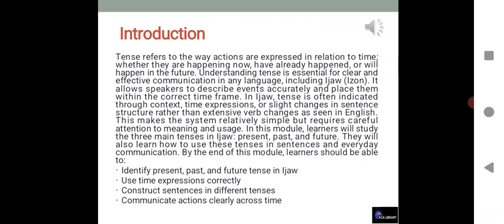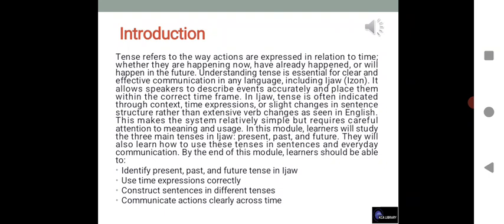Tense refers to the way actions are expressed in relation to time, whether they are happening now, have already happened, or will happen in the future. Understanding tense is essential for clear and effective communication in any language, including Ijaw, as it enables speakers to describe events accurately and place them within the correct time frame. In Ijaw, tense is often indicated through context, time expressions, or subtle adjustments in sentence structure rather than extensive changes in verb forms, as is common in English.